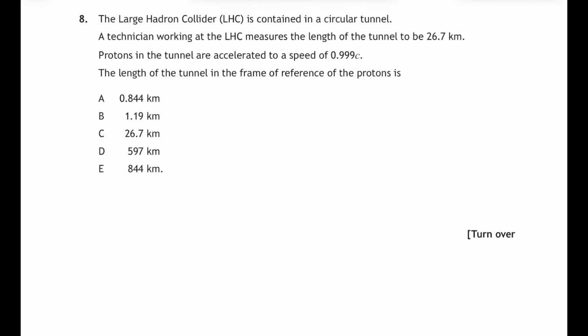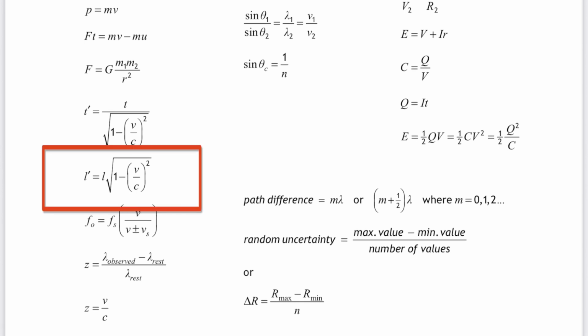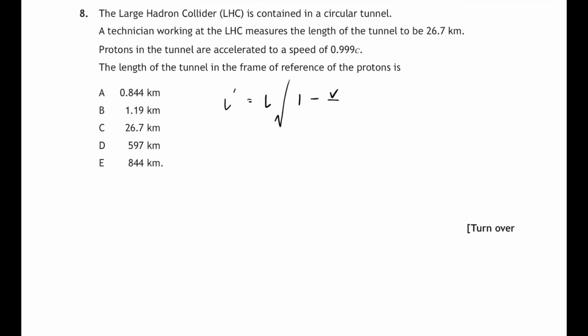The Large Hadron Collider, LHC, is contained in a circular tunnel, and a technician measures the length of the tunnel to be 26.7 kilometres. Protons in the tunnel are accelerated to a speed of 0.999c, and the length of the tunnel in the frame of reference of the protons is, well, this is length contraction from special relativity, so straight to your relationship sheet, and we're looking for the length contraction relationship. That's L dashed equals L times the square root of 1 minus (v over c) squared.